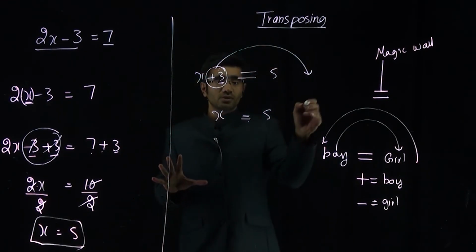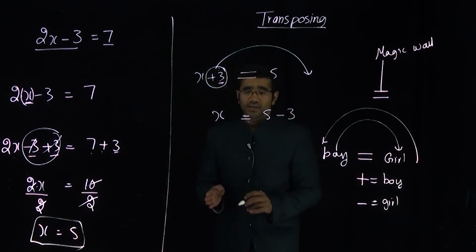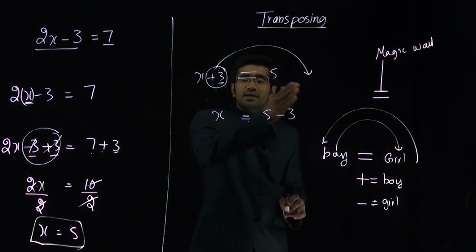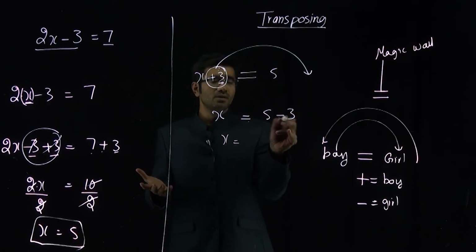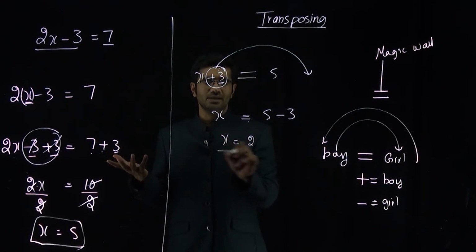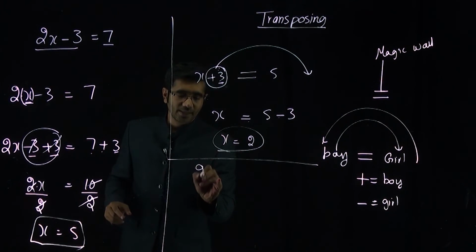But 3 is jumping to this side, so it becomes a girl 3. Very simple logic, guys. So if 3 jumps to the other side, a plus becomes a minus. Now what happens? x is equal to 5 minus 3, which is how much? 2. That's the answer.